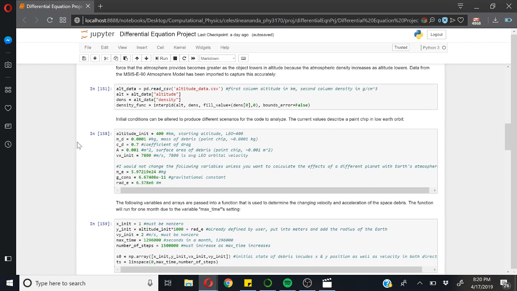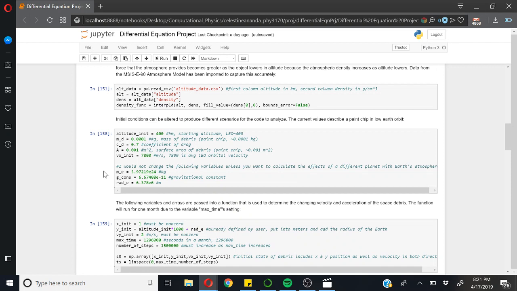All right, so here we have the initial conditions that are currently set up for a paint fleck, but could be set up for just about anything you'd want. So just 400 kilometers is about low Earth orbit. I estimated the mass and the surface area for this paint chip. The only thing that's really just a shot in the dark is the coefficient of drag for the paint chip. This is just a run-of-the-mill number, kind of in the middle. The initial velocity I gave it was in the x direction, about 8,000 meters per second, and that's about average low Earth orbit velocity.